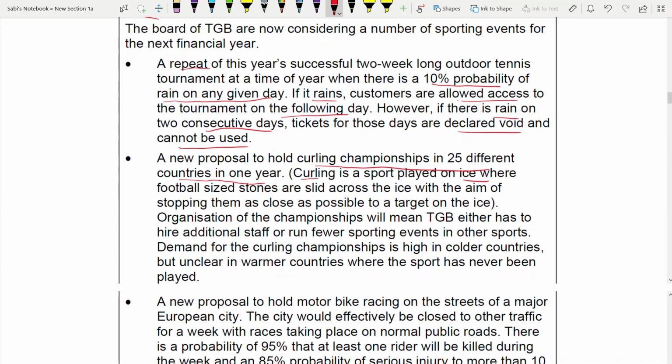Organization of the championships will mean they either have to hire additional staff or run fewer sporting events in other sports. Demand for the curling championship is high. Okay, so demand for this sport is high in colder countries, as I told you, but unclear in warmer countries where the sport has never been played. Correct.